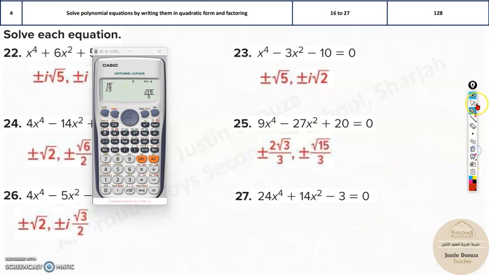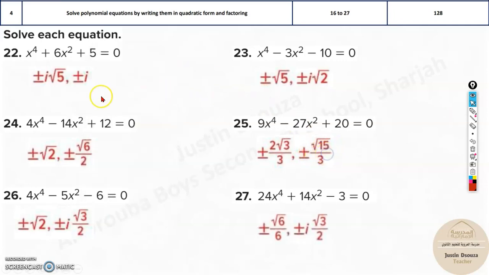But always remember there is plus or minus, and since there is x to the power 4, there are 4 roots. There is no negative sign inside the square root over here, we didn't find any, so it is just plus or minus numbers. Wherever there is a negative sign inside a square root, you must write i outside. So this is it. Please try solving it by yourself and then check the answers.